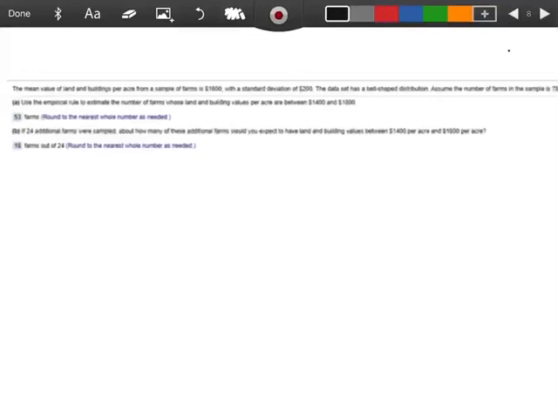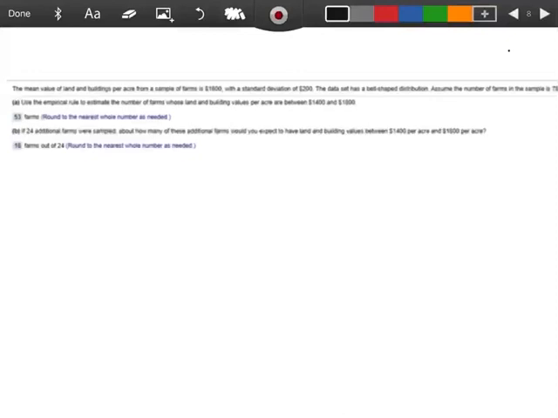The problem that we have here says the mean value of land and buildings per acre from a sample of farms is 1,600, with a standard deviation of 200. It says the data set has a bell-shaped distribution. Assume the number of farms in the sample is 78. Part A says use the empirical rule to estimate the number of farms whose land and building values per acre are between 1,400 and 1,800.